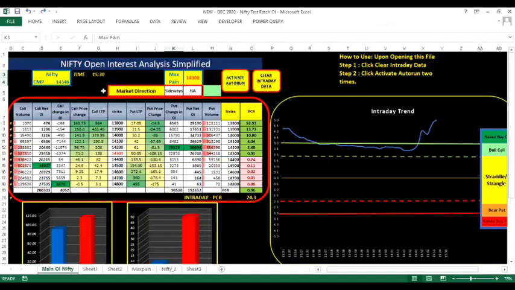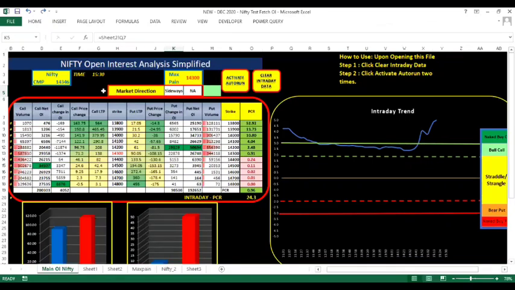The next point which we need to know is the market direction. This market direction is calculated based on the overall put call ratio, and I have automated it using the formula given by one of the market experts. I'm not going to name those experts here because I don't know if they would like to hear their names in private sessions or not, but I can assure you he is one of the best known names in option trading.